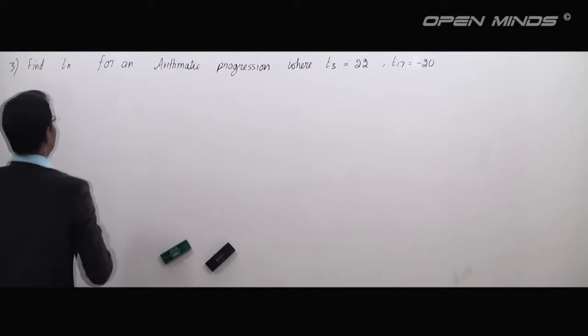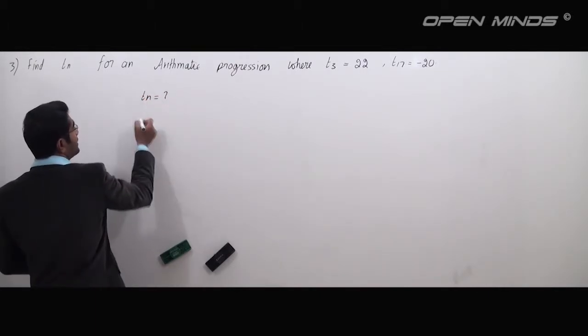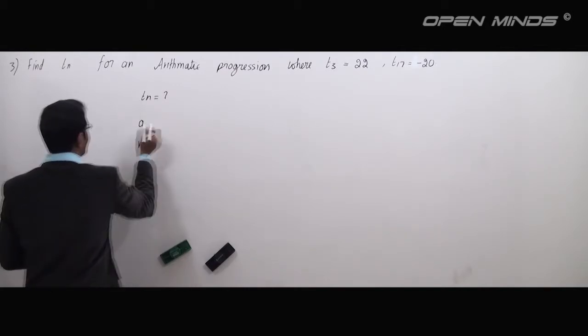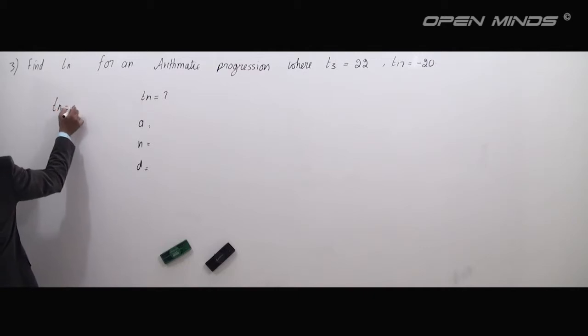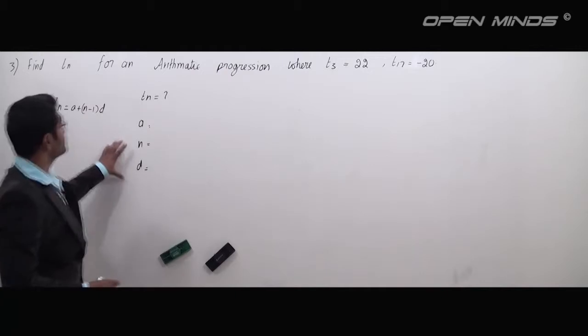It says find Tn. Okay, I'm looking for Tn. I don't know what this is, and I know in the formula we need to know a, n, and d to find anything like that. So we know the formula is Tn is equal to a plus n minus 1 into d. That's it. All right. Now, is any of these given in the question?